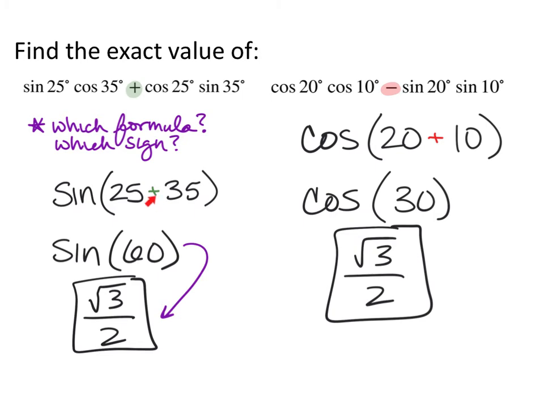So we're just actually doing the sine of 25 plus 35, which is 60, and the sine of 60 is square root of 3 over 2. So voila, I've gotten the exact value.